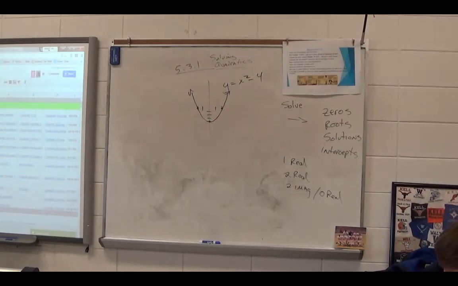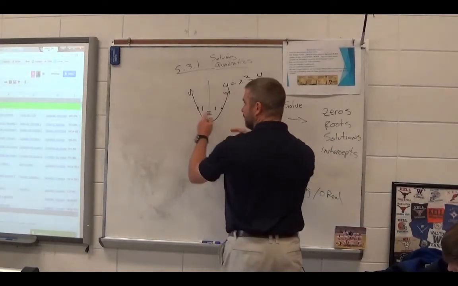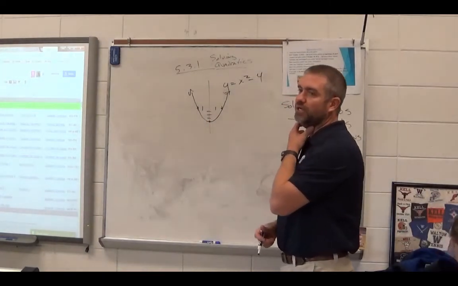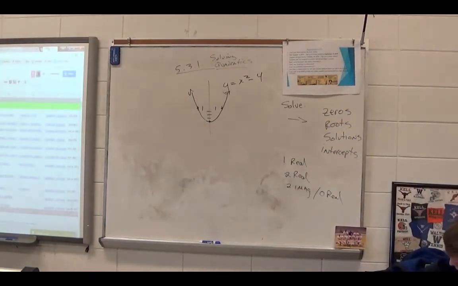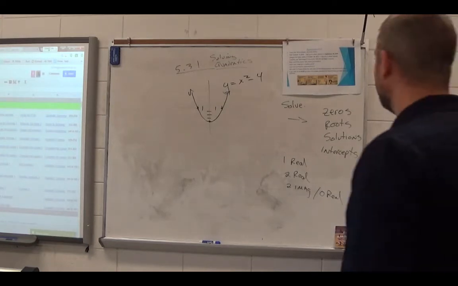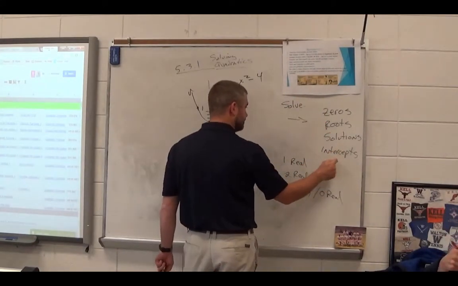And then we found all of these things. We found these 2 points, right? We found them with a T-chart. We looked at the graph. The graphing calculator will graph it for you. You can find them that way. But those 2 points we said were called 4 different things. They're called zeros, they're called roots, they're called solutions, and they're called intercepts.